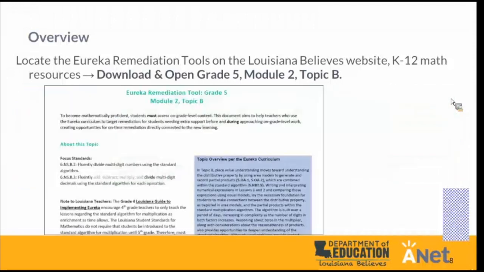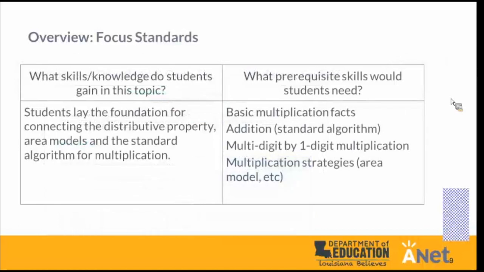When you look at Grade 5, Module 2, Topic B, you're looking at a screen that looks similar to mine. And yesterday when we analyzed this, we found that the skills and knowledge covered in this topic were around the foundation for the distributive property and how the connections between the area model and the standard algorithm for multiplication. We talked about the prerequisite skills or the foundational skills that students would need, and those included basic facts, addition, multi-digit multiplication, and multiplication strategies such as the area model.